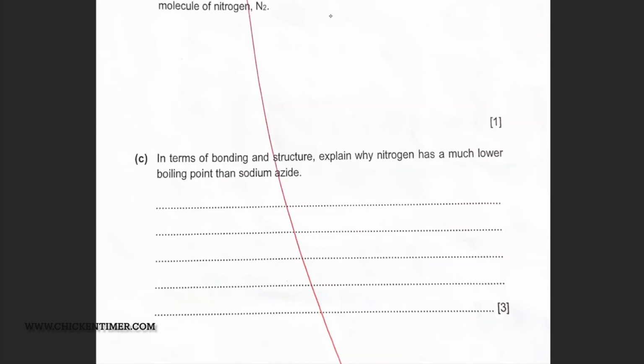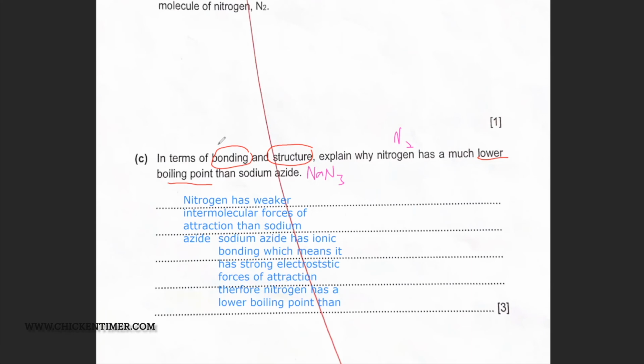Okay, so you will have to write. Sodium azide is NaN3. Then they say nitrogen gas. So in terms of bonding and structure, explain why nitrogen has a lower boiling point than the other one. We'll let you write, then we'll continue. 3 marks, at least 3 points. So you say sodium azide has ionic bonding. It's an ionic compound that has strong electrostatic forces between ions.